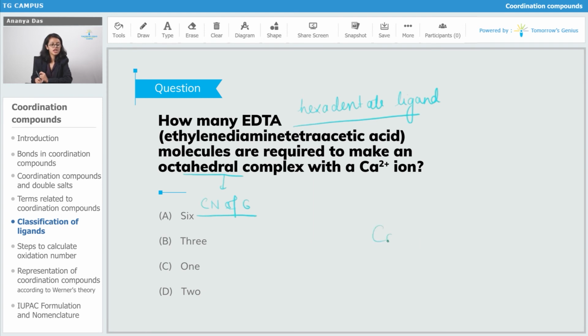So if we talk about calcium, and calcium should make an octahedral complex, around calcium there should be 6 donor atoms present. So we need just one molecule of EDTA to do that. Only one molecule of EDTA is enough to achieve the 6 coordination state, right? Because it has 6 donor atoms: there are 2 nitrogens and 4 oxygens. So the correct answer is 1. That is, only one EDTA molecule is required to make an octahedral complex with a Ca2+ ion.